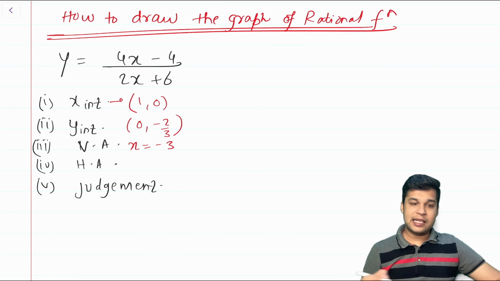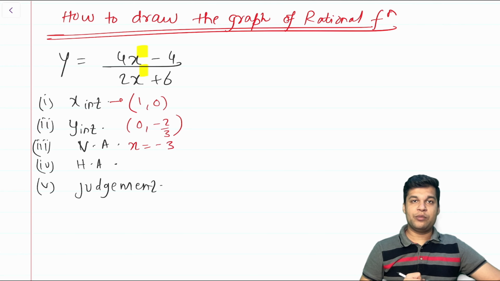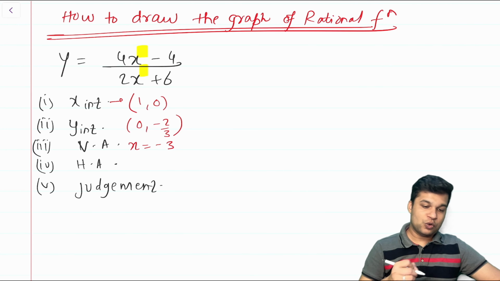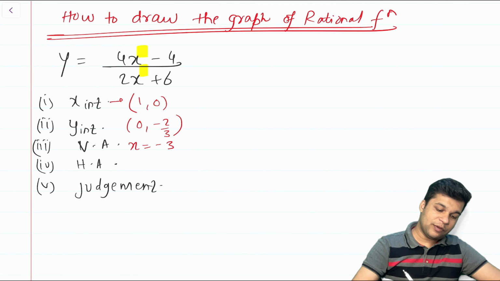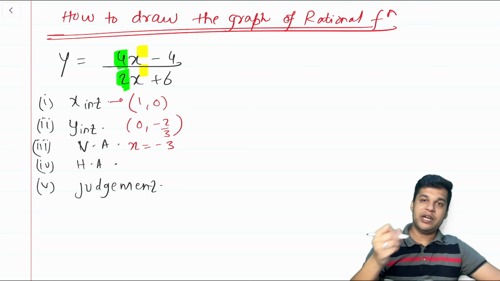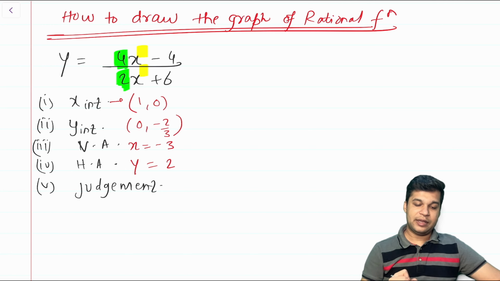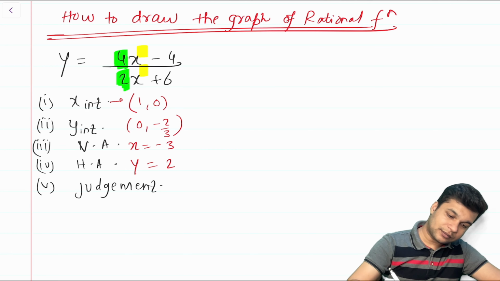How do you find the horizontal asymptote? If you see, the degree of the numerator is the same as the degree of the denominator, right? So what will be the asymptote? The asymptote will be the ratio of these numbers, which is 4 divided by 2, which is 2. So the horizontal asymptote will be y equal to 2. Now let us draw the graph.